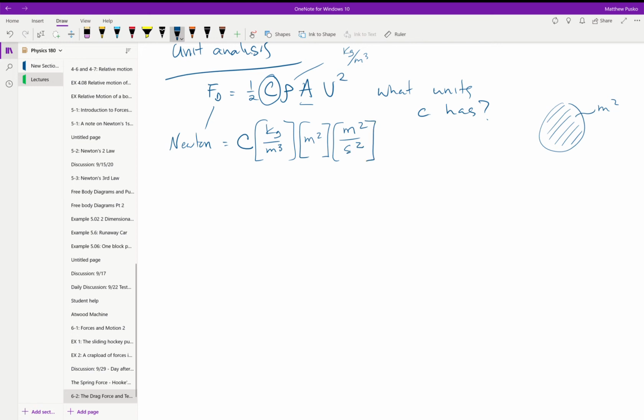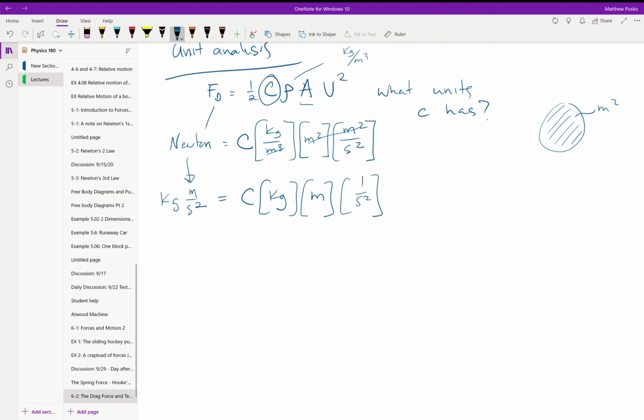Alright, it looks to me like we should go ahead and use the Newton definition of kilogram meter per second squared. That'll help us cancel some stuff out. Copy all this back down. I can combine my m's. This is m to the 4th over m to the 3rd. So I get just m on top. And I get a 1/2 squared.